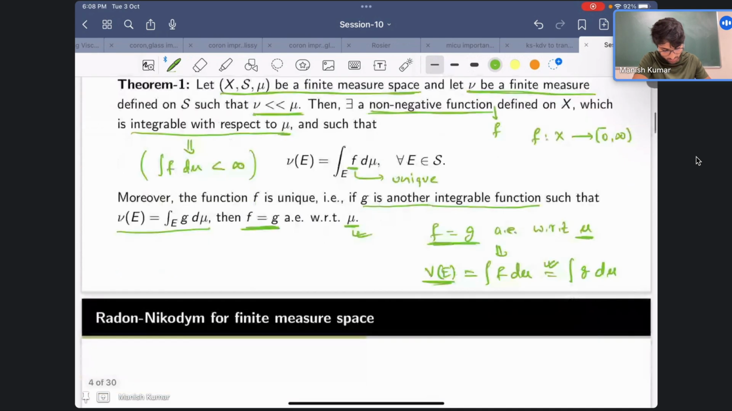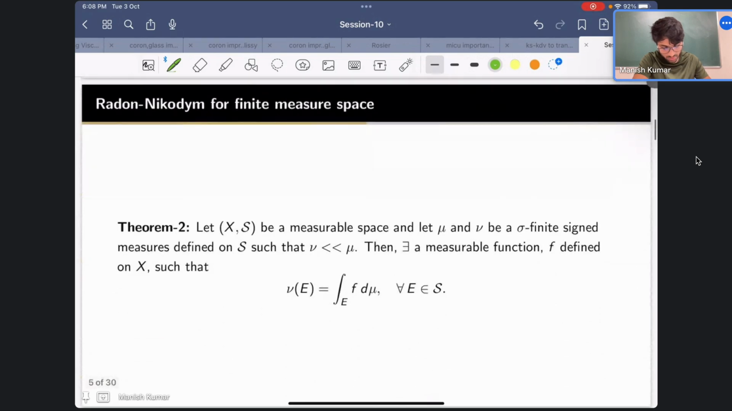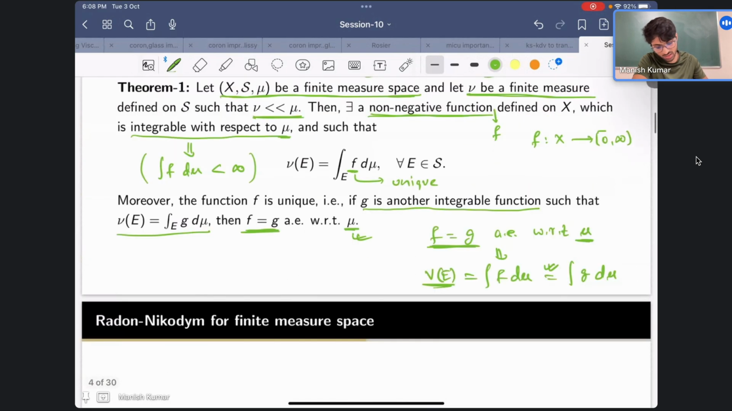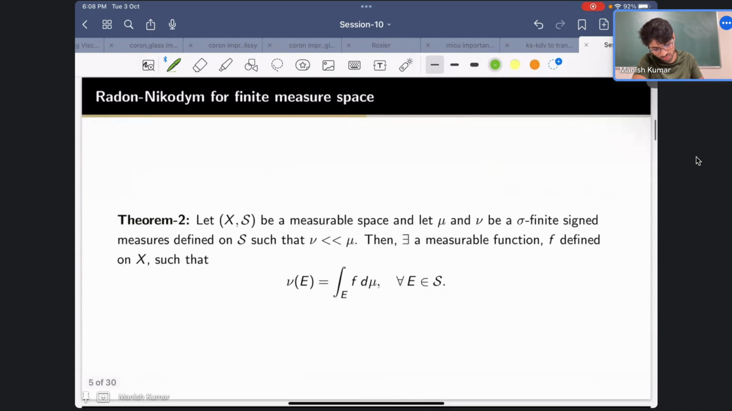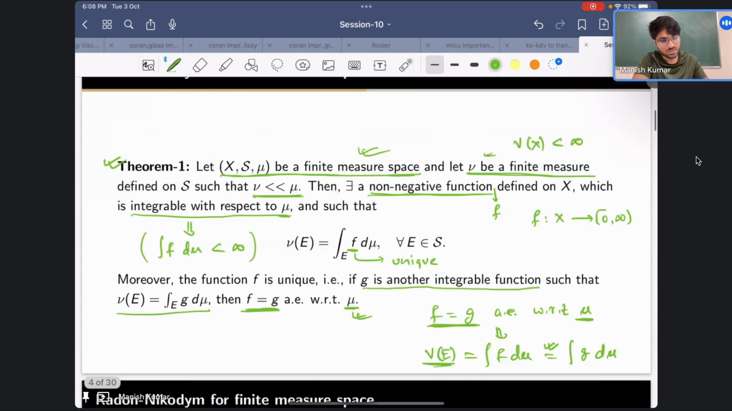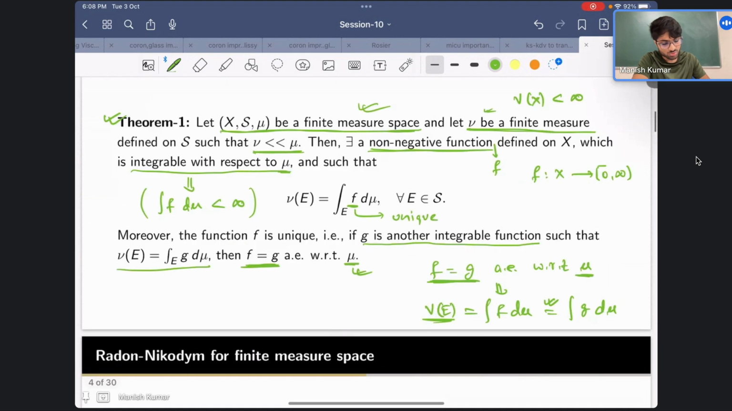Okay, so now let's move to the next part of this theorem. Using this theorem, you can actually prove this one. What this theorem says is that now we will be talking about signed measure. Here, everything was measure, meaning positive measure. Now we will talk about signed measure.